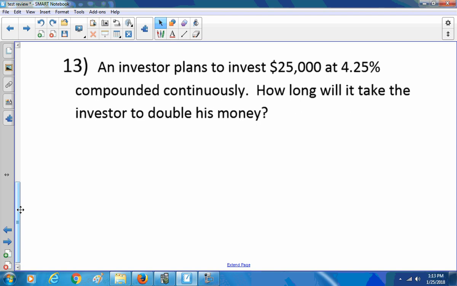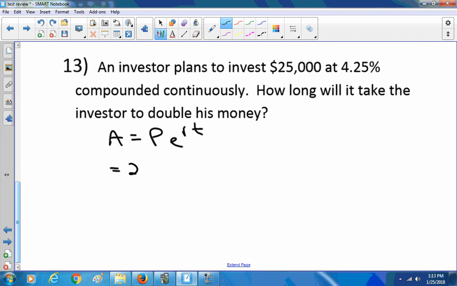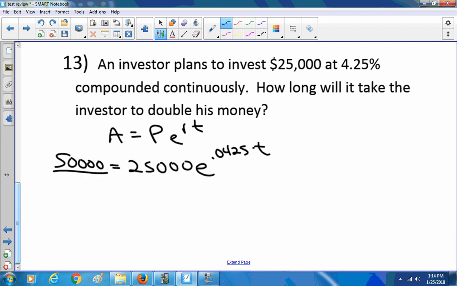13, an investor plans to invest, compounding continuously. You got to memorize the formulas. It's on the sheet for you right now. To memorize it for the test, take PERT. He's investing $25,000. That's my starting amount, at a rate of 0.0425. How long will it take for him to double his money? So I want 50,000. I don't have my time. Step 1, divide by that 25,000. Gives me 2.